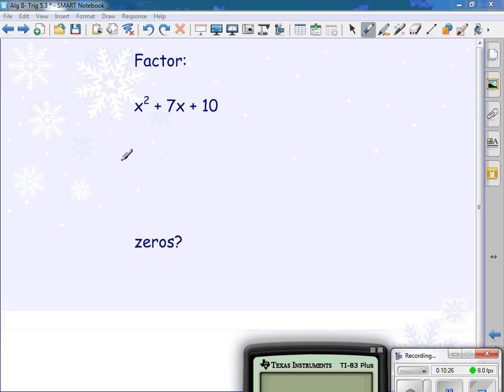But we need to get it factored. So we do our parentheses. I look at my first term. How can I get an x squared? X times x. Is there any other way to get x squared? No, so it has to be an x here and an x here.